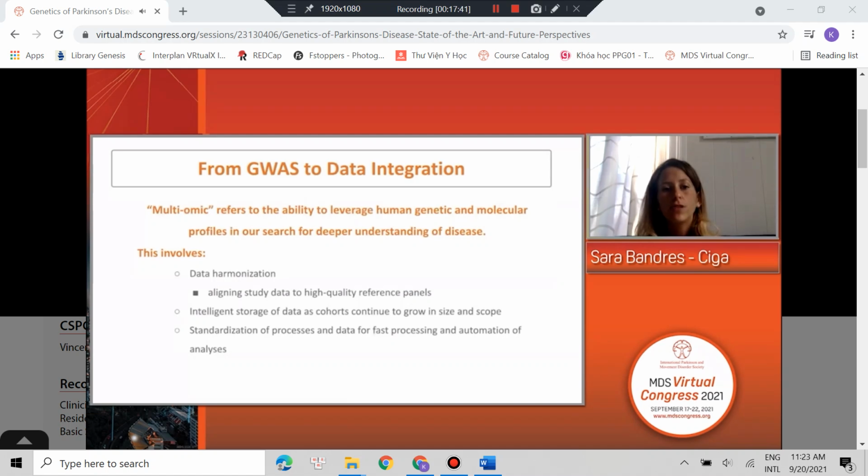And so the future is also in multimodal analysis. And it seems that combining different types of data with genetics is going to lead to much more accurate prediction and, of course, better models. Data harmonization and also intelligent storage of data as cohorts are going to continue to grow in size and in scope. And of course, standardization of these processes, for fast processing of all that data and automatization of this analysis, seem to be the way to go.